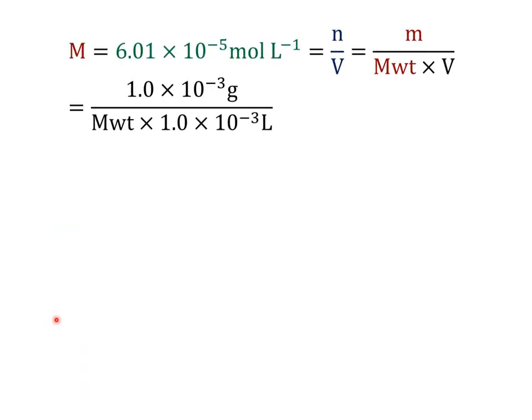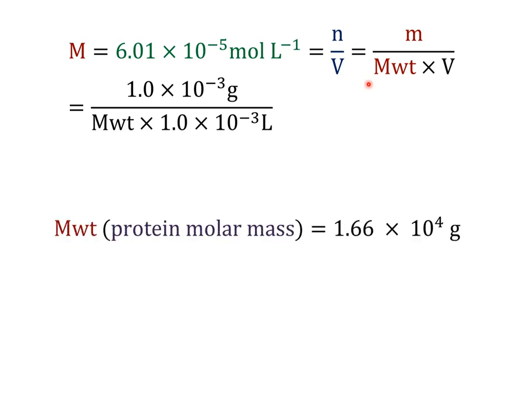So to calculate the molar mass from the molarity, molarity equals n over V, or the mass over the molar mass times the volume. So everything is known here except the molar mass. So you substitute in this formula to calculate the molar mass of the protein, which is 1.66 times 10 to the power 4. And I will continue at home to explain starting from this slide.